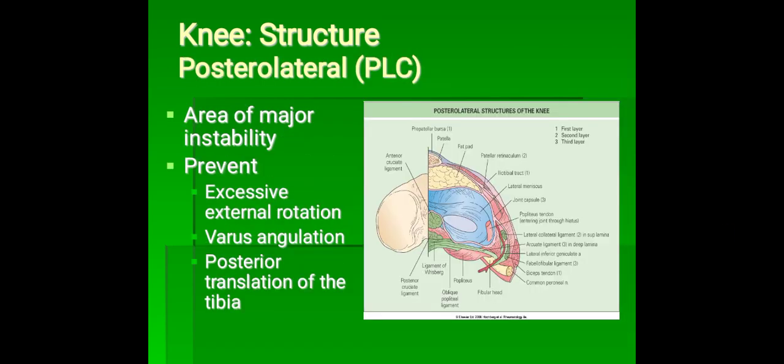The posterior lateral corner provides restraint to various types of pathological knee motion, which include posterior tibial translation near full extension, external rotation of the tibia on the femur, and varus rotation.